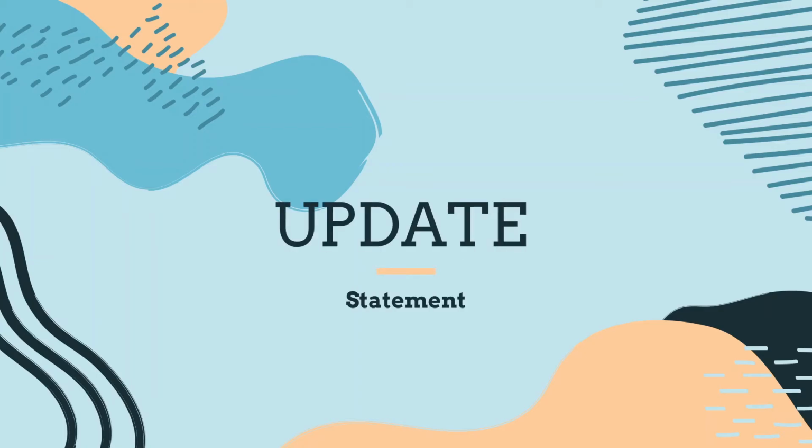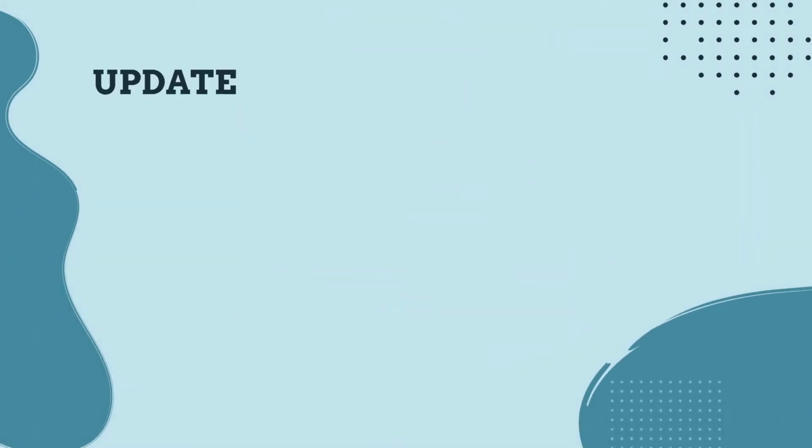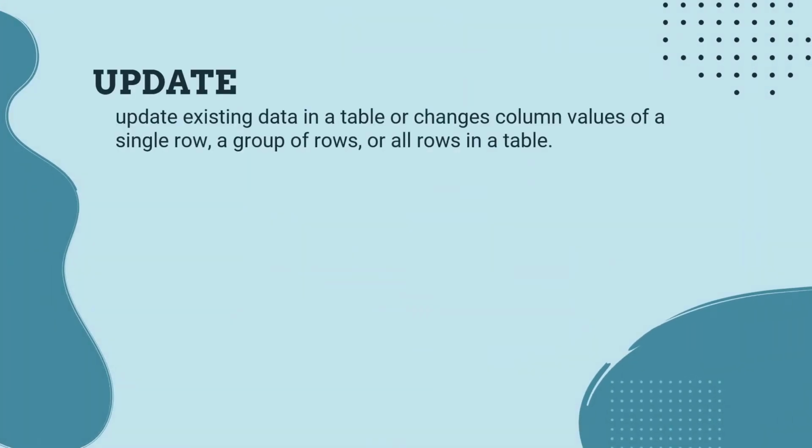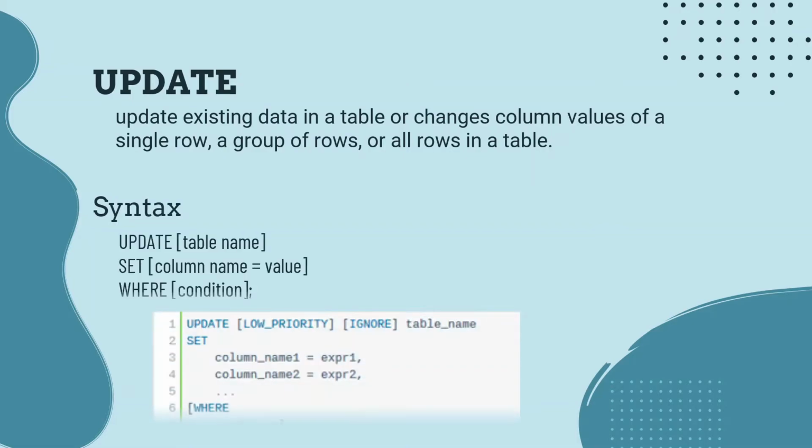Next, we are going to discuss the update statement. The update statement will update existing data in a table or change the column value of a single row, a group of rows, or all rows in a table. The following illustrates the syntax of the MySQL update statement. In the update statement, first, we need to specify the table name after the update clause.